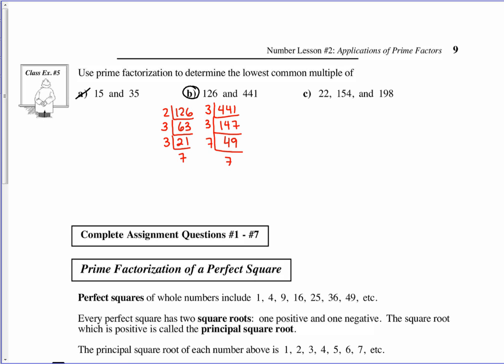Now, both strings are the same, right? They're both 4 numbers. And this one's 3 times 3 times 7 times 7. So it doesn't matter which one we start with to find our lowest common multiple. Which one do you want to do? The first one or second?